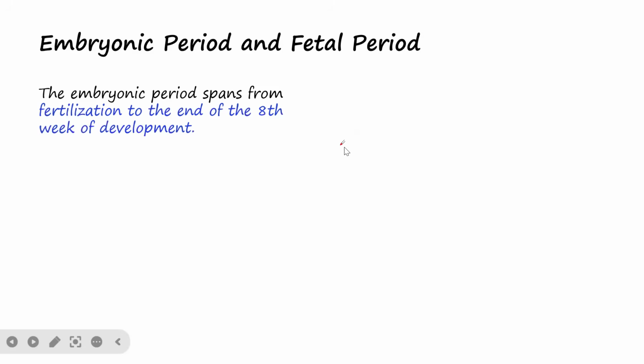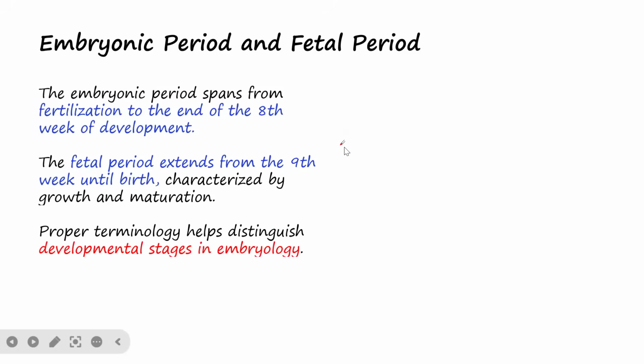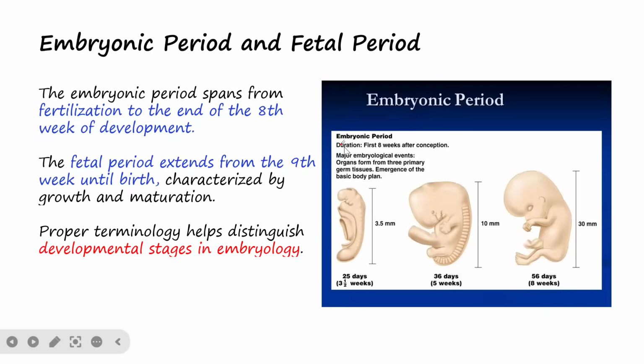Then the next thing is the embryonic period and fetal period. The embryonic period spans from fertilization to the end of the 8th week of development, while the fetal period extends from the 9th week until birth and is characterized by growth and maturation. Proper terminology helps to distinguish the developmental stages in embryology.